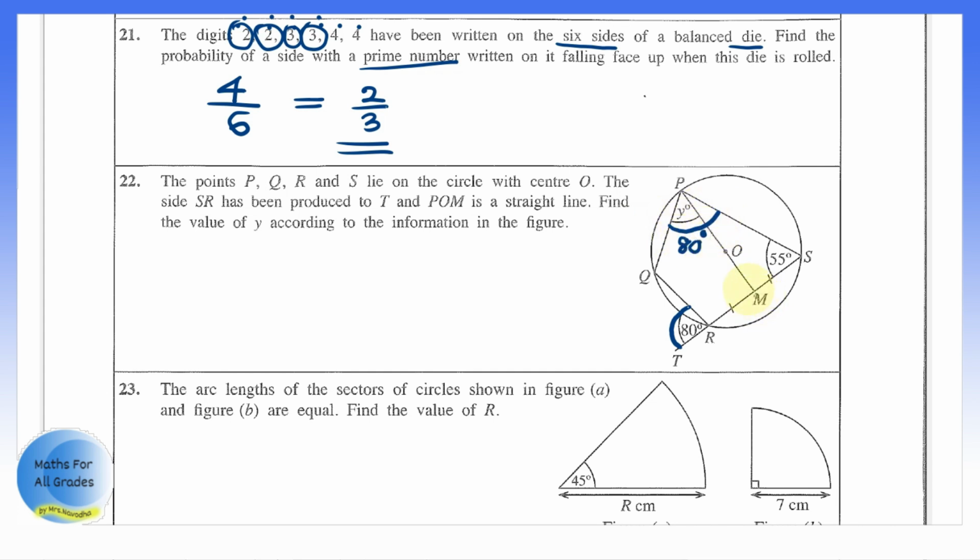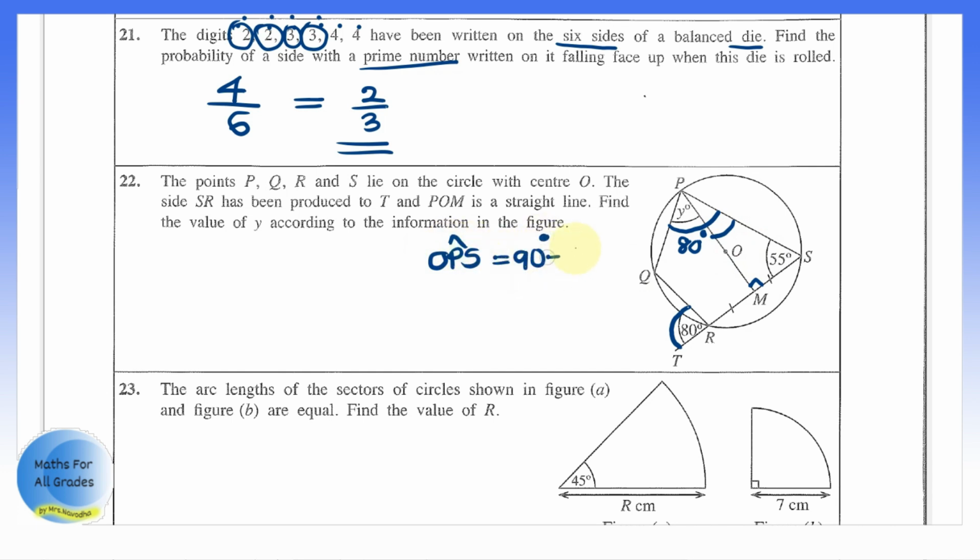Here you can see M is the midpoint of chord SR. A line from the center to the midpoint of a chord is perpendicular. Therefore, this is 90 degrees. Now we know in triangle PMS, this is 90 degrees and this one is 55. So what about this angle? OPS.